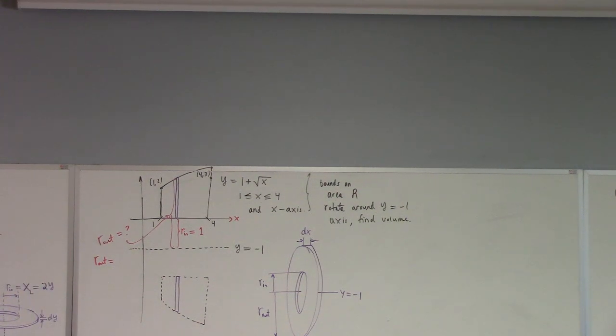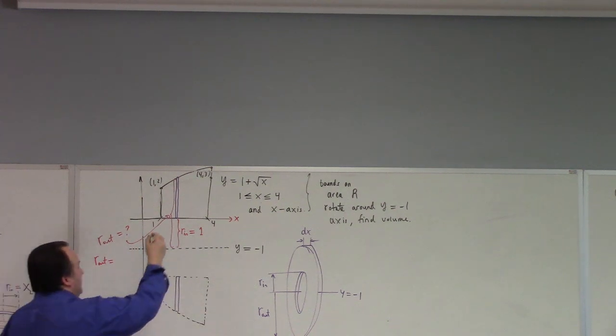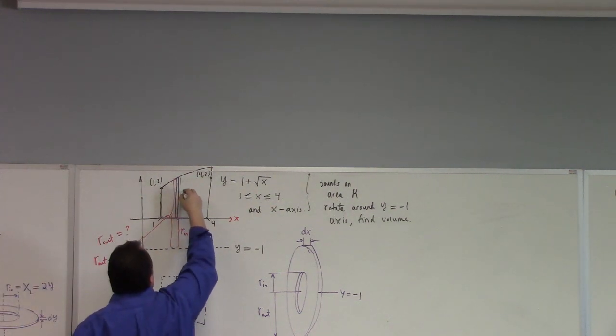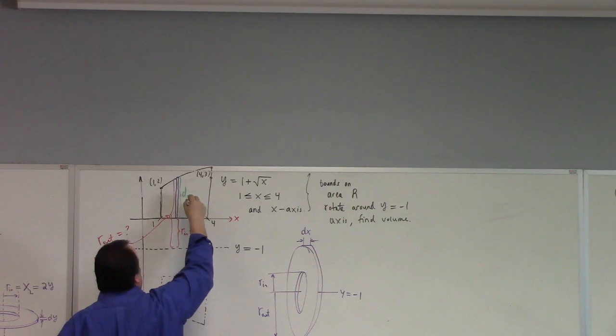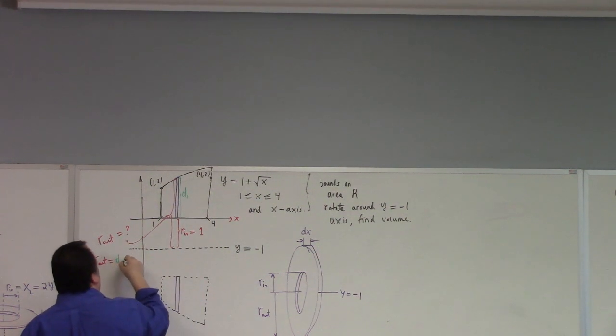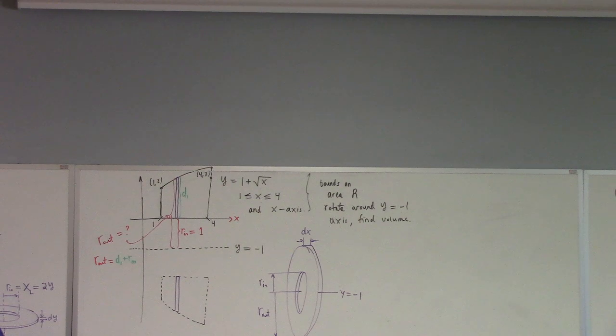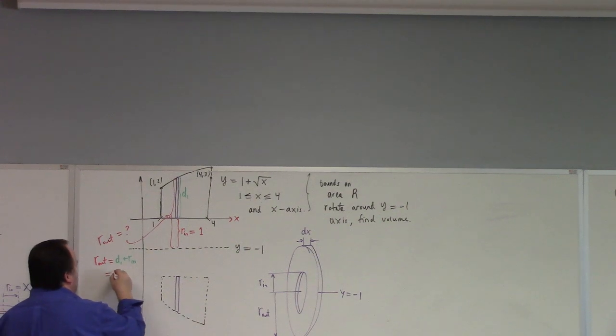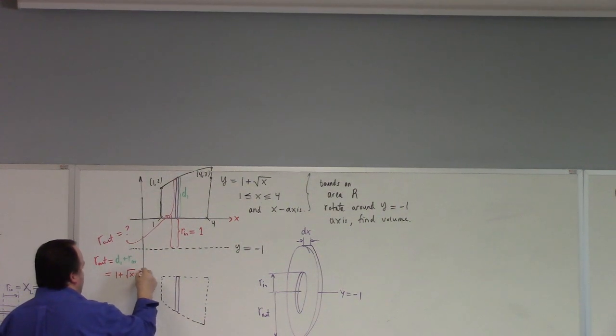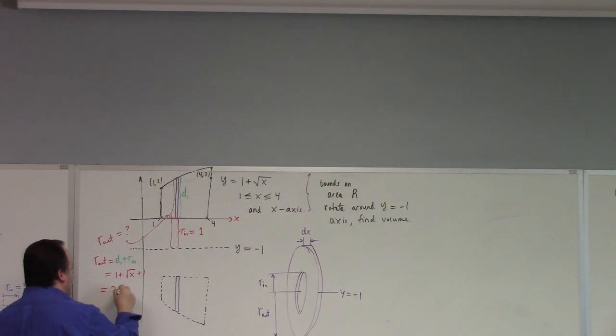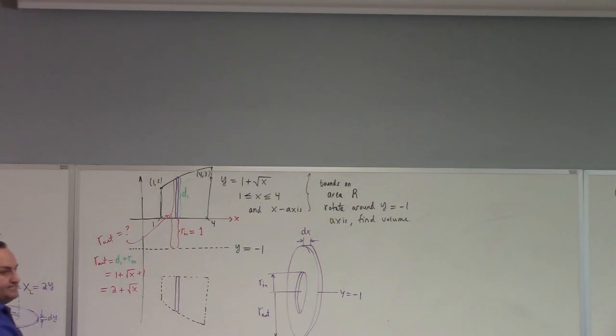Look at it this way. It's the sum of two things, right? It's the sum of this distance, d1, and R out is d1 plus R in, right? You see that? What is d1, though? That's just the y for the defining curve, the curvy curve. So it should be 1 plus root x plus 1. So in short, R out is 2 plus the square root of x for this problem. Does that make sense?